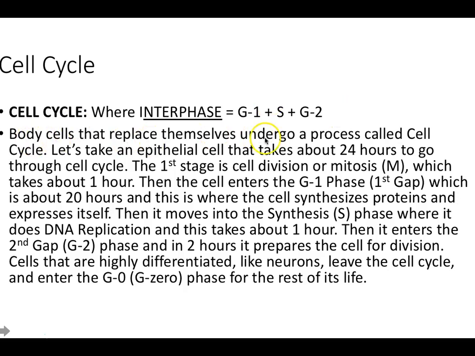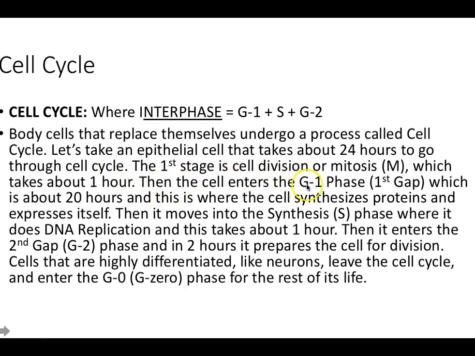So body cells replace themselves. They undergo a process called cell cycle. So a typical epithelial cell takes about 24 hours to go through a cell cycle and to replicate, make 2 new cells. So I do want you to know the emphasis of where you spend the most time of the 24 hours in cell cycle. The first stage is cell division of mitosis, and we'll cover that in a couple more slides. That takes about an hour.